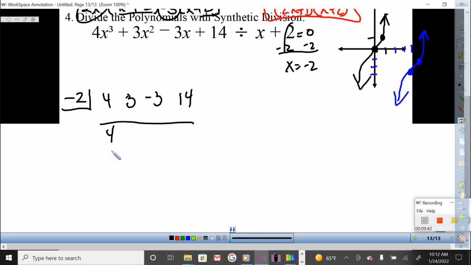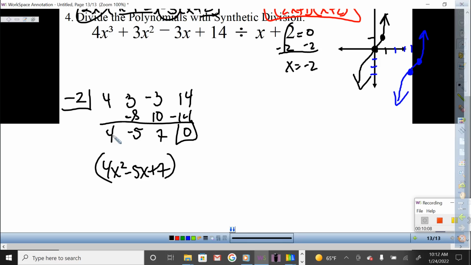Bring down the 4. I'm going to go a little bit faster now that we've got plenty of practice. Negative 2 times 4 is negative 8. Combined, that's negative 5. Negative 2 times negative 5 is 10. Combined, that's 7. Negative 2 times 7 is negative 14. Combined, that's 0. So what is my polynomial that's left? We started with an x cubed, so this is a 4x squared minus 5x plus 7, and no remainder. However, how would I write this as a polynomial? What was it before? x plus 2. Yeah, x plus 2. Right? Came from here.